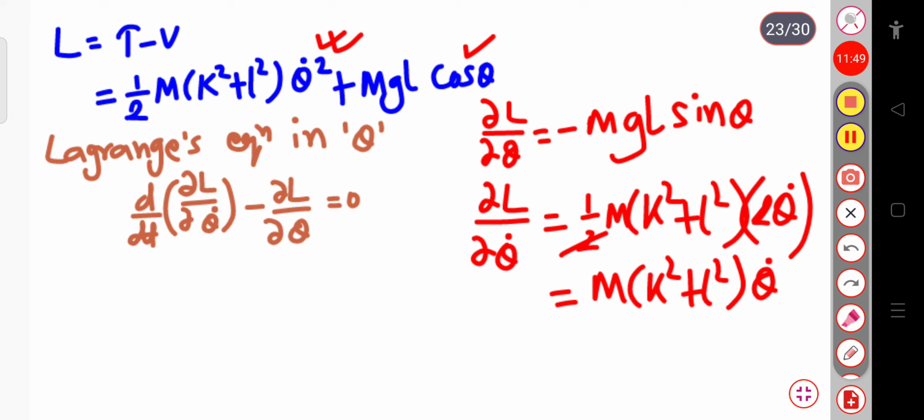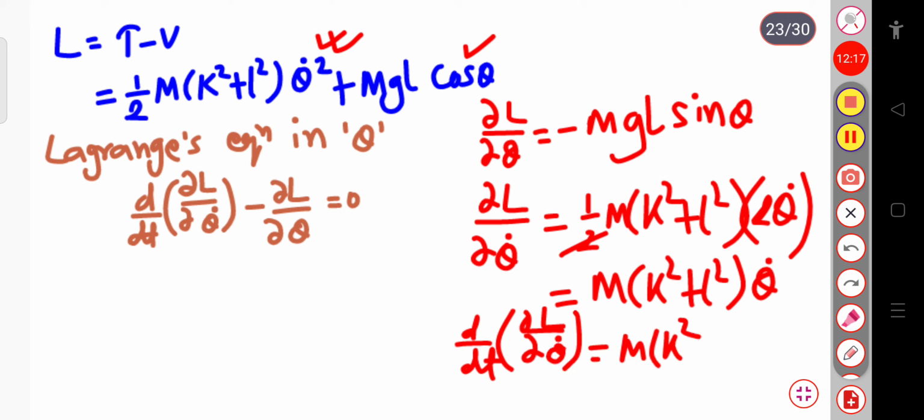If I substitute this value in this Lagrangian equation, then we get d by dt of del L by del theta dot. If I write d by dt of dou L by dou theta dot, this will be simply m into k square plus l square into theta double dot, because theta is the only variable.